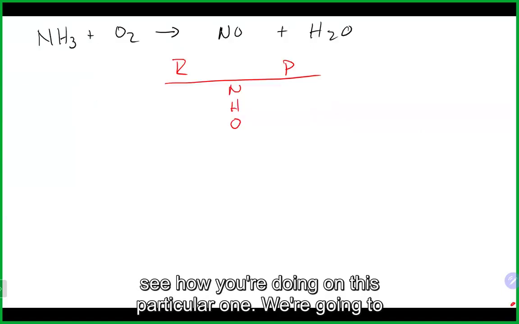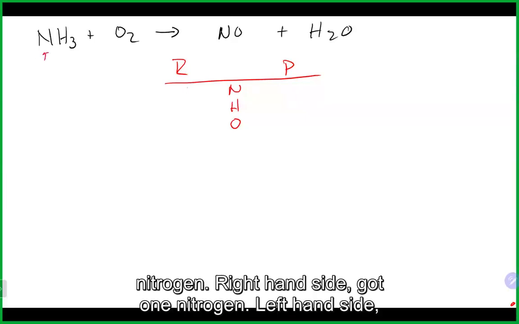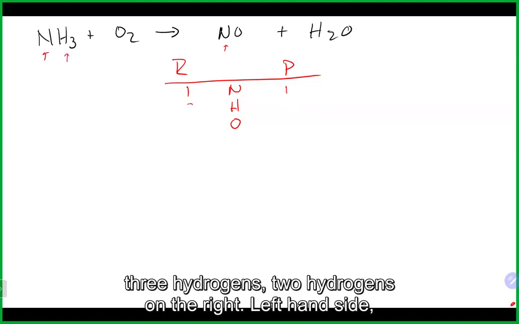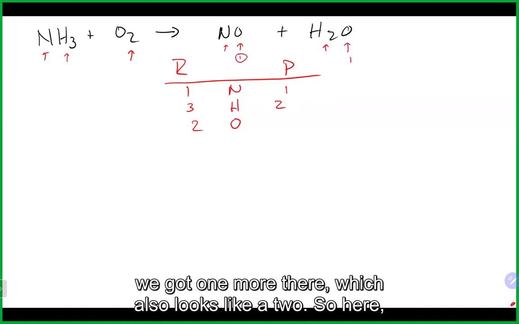Okay, let's take a look and see how you're doing on this particular one. We're going to do our table here. So on the left-hand side, we got 1 nitrogen. Right-hand side, got 1 nitrogen. Left-hand side, 3 hydrogens. 2 hydrogens on the right. Left-hand side, 2 oxygens. Right-hand side, we got 1 oxygen there, right? And we got 1 more there, which also looks like a 2.